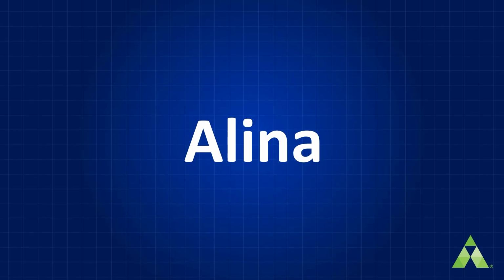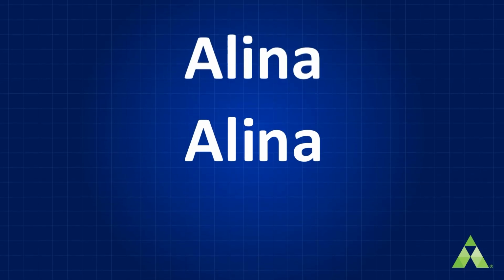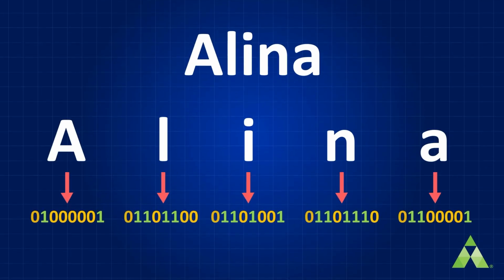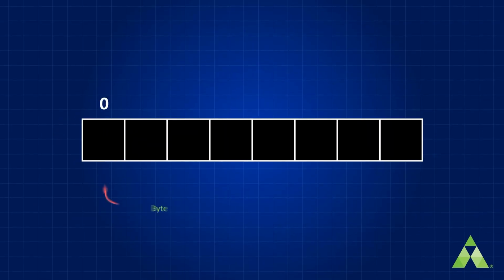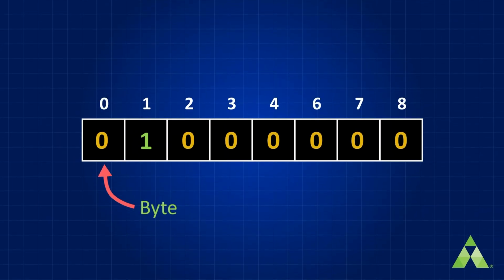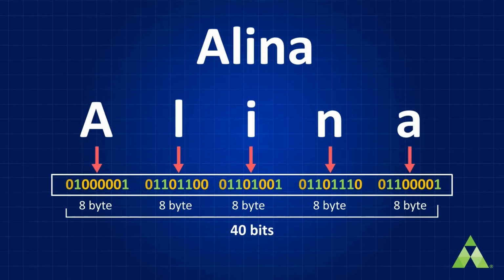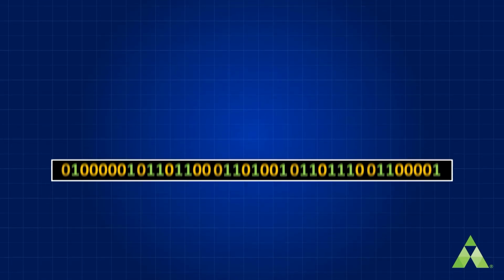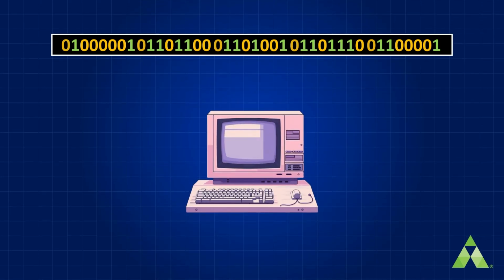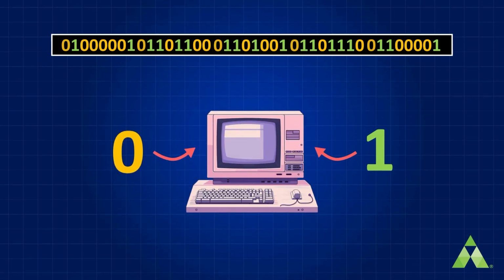If I want to write your name, Alina, it will be like this. A byte is a sequence of 8 digits. Your name is 5 bytes or 40 bits long. It's a long number and hard to remember, but computers store it as 0s and 1s.